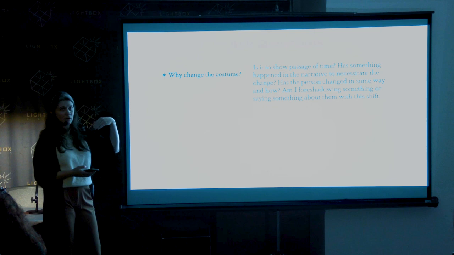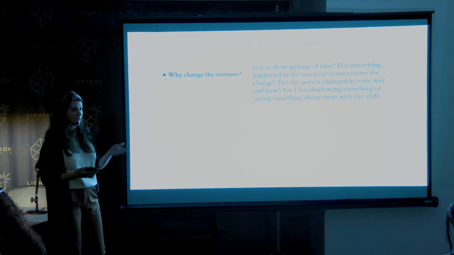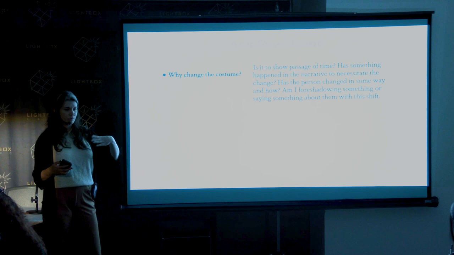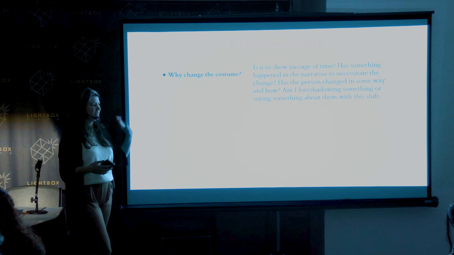And then, is it to show the passage of time? Has something happened in the story that necessitates the change? Also, an important one, are you foreshadowing something? So I showed you the Elliot one where he has the big puffy red jacket on. That foreshadows a later costume that has a huge impact on the narrative. So are you putting something into this costume that's hinting at a thing that's to come in the future, which is a nice thing to think about.